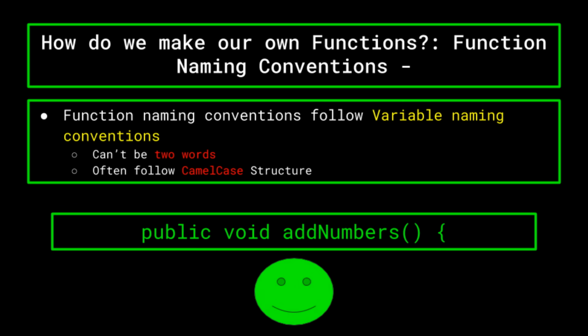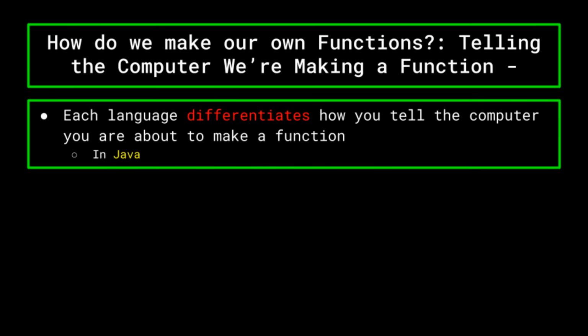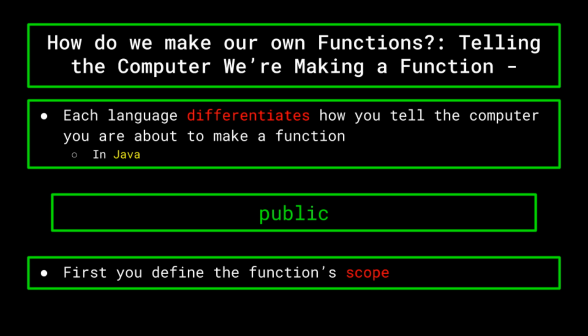Alright, so in general for making functions, each language differentiates on how you tell the computer that it's actually a function. In Java, you have to define the function's scope, which is something you don't really need to know unless you're going to become more invested in Java, but basically it tells the computer which parts of the code can use the function and which type can't. For this series, all of our functions that we make are going to be public.